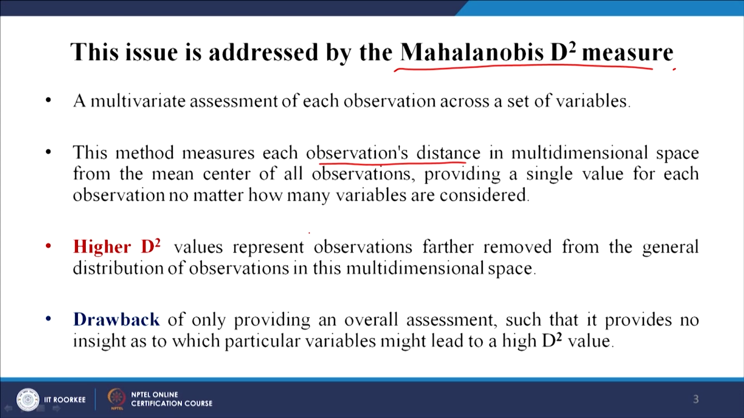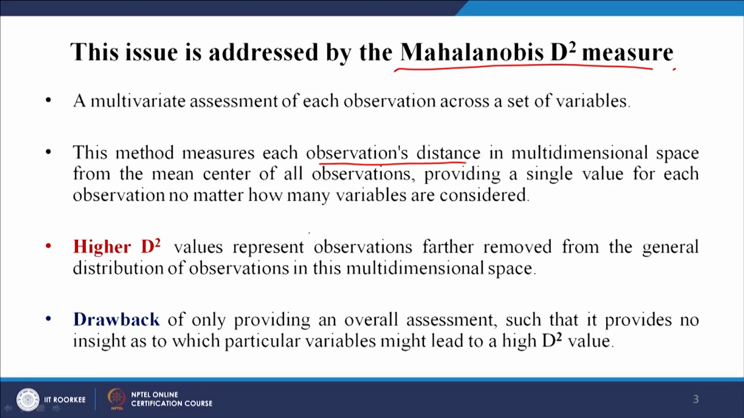This is very important, because it takes a common point, and since it considers all the variables and still finds a common point, this method is more robust. Higher D square values represent observations farther removed from the general distribution of observations. So, higher distances tell you that they are far away from the general distribution of the observations.